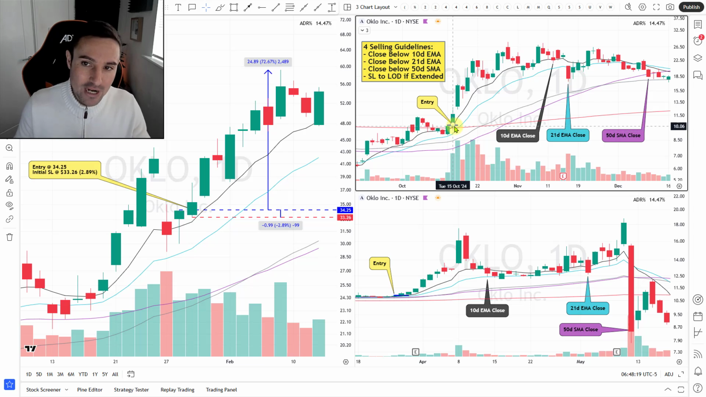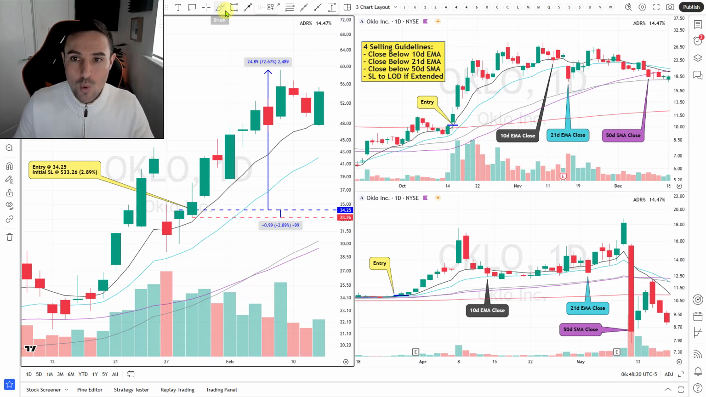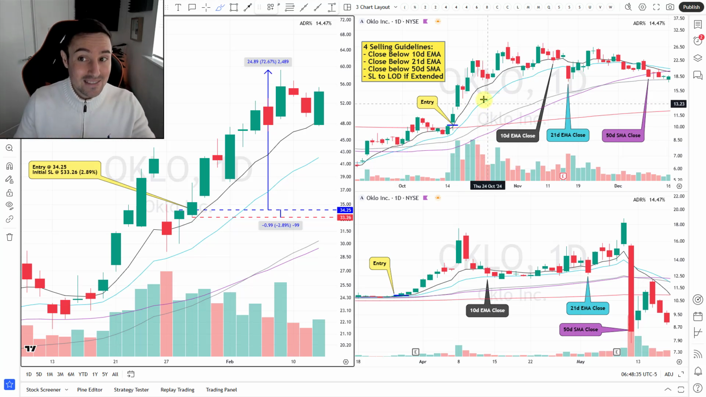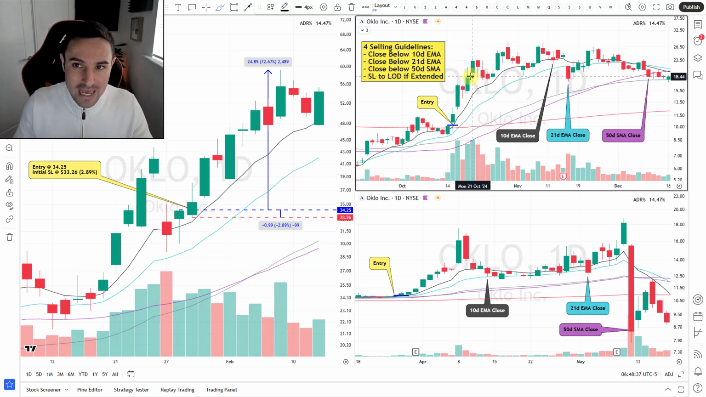So let's now imagine we have our entry here. Now, when the stock gets short-term extended from the 10-day EMA is a very subjective exercise. I cannot give you some mathematical formula. You've just got to use your eyeballs and your experience to go, that stock short-term looks a bit extended, pretty V-shaped, it's gone up in a straight line, it's a bit extended from the 10-day. So at this point here, in my opinion, at the close here, this stock is short-term extended from its 10-day EMA.